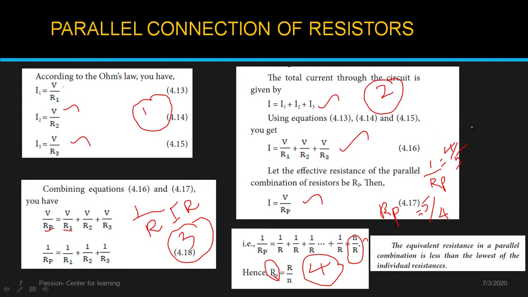Just write the answer as 1 by Rp is 4 by 5. But the answer we need is only Rp. So it should be 5 by 4, not 4 by 5. See, in series the value is the highest, whereas in parallel circuit it is the lowest, because there it is in the multiplication process. Here it is in the reciprocal process. Therefore, here the equivalent resistance is less when compared to all the individual resistances.